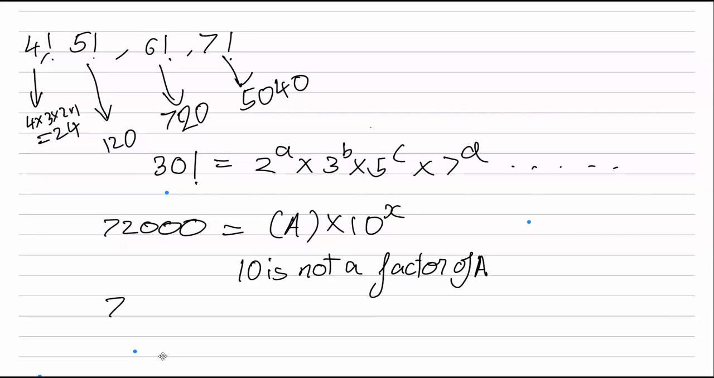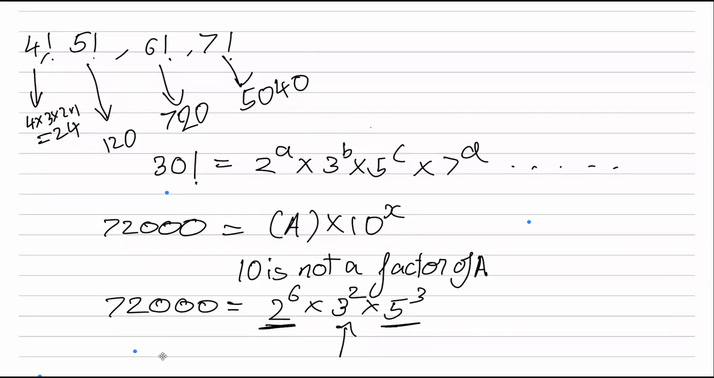Now A itself will have a prime factorization of its own, correct? So for this number 72000, I'll do the prime factorization and give an example. This will be 2 to the power 6 times 3 square times 5 cube. Notice that we have 2's power more than 5's power, and that is all that matters. The power of 3 doesn't matter. The number of times 2 and 5 are coming, whichever of these is minimum, that will come.